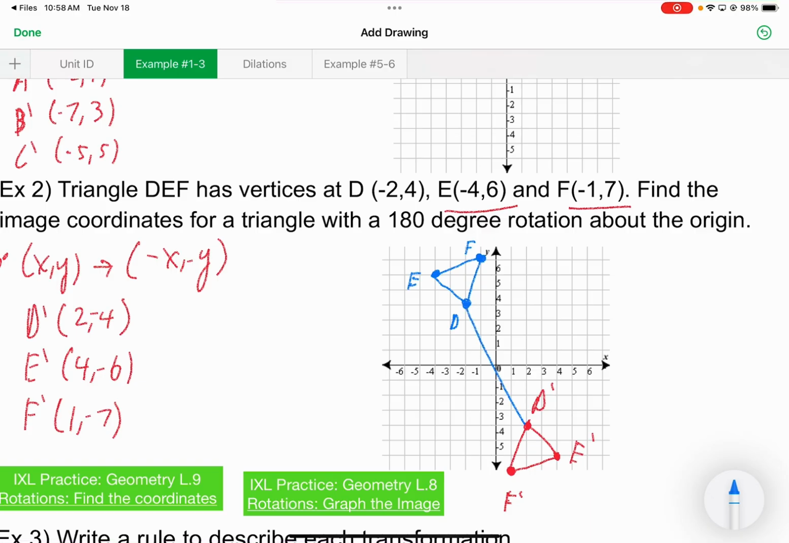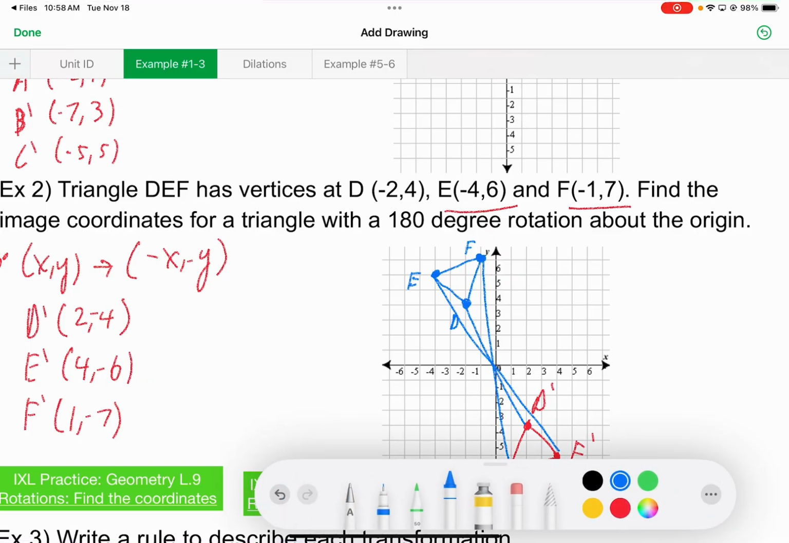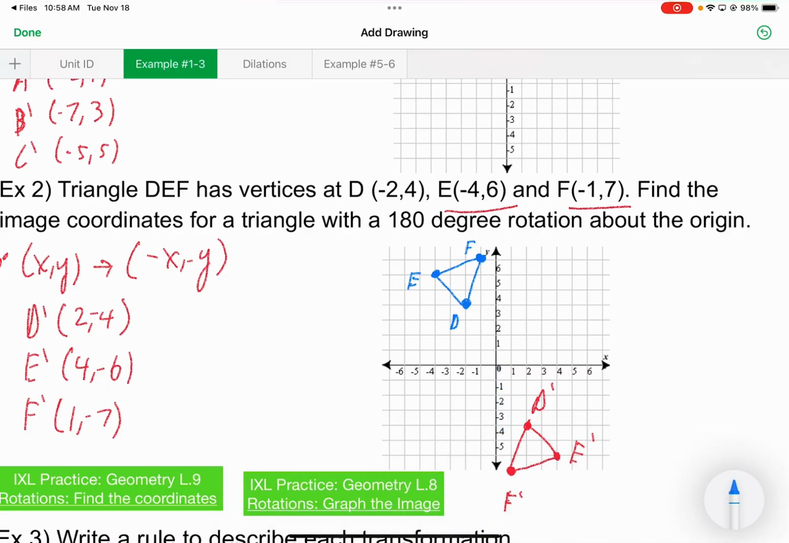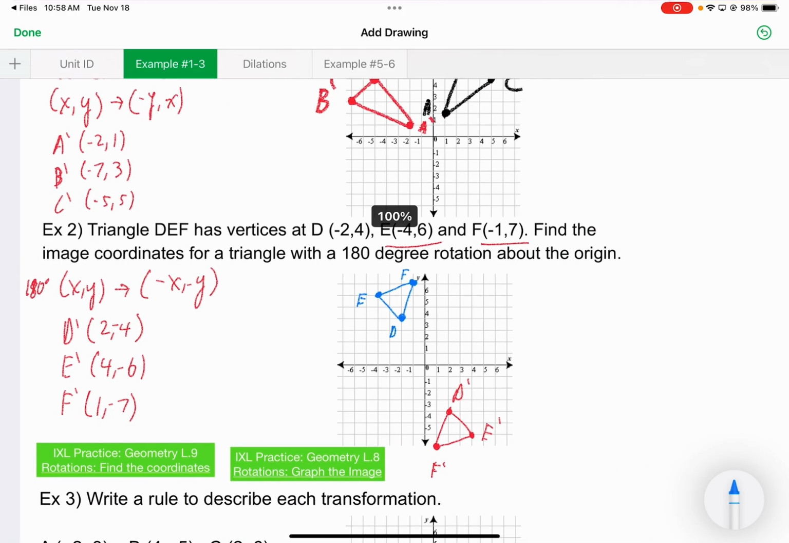So there's D. There's E. And then there is F. So those all are a straight line that pass through the origin, so I know I did it right. Okay? It's like a cool little visual. All right. Questions there? We doing all right? Okay.